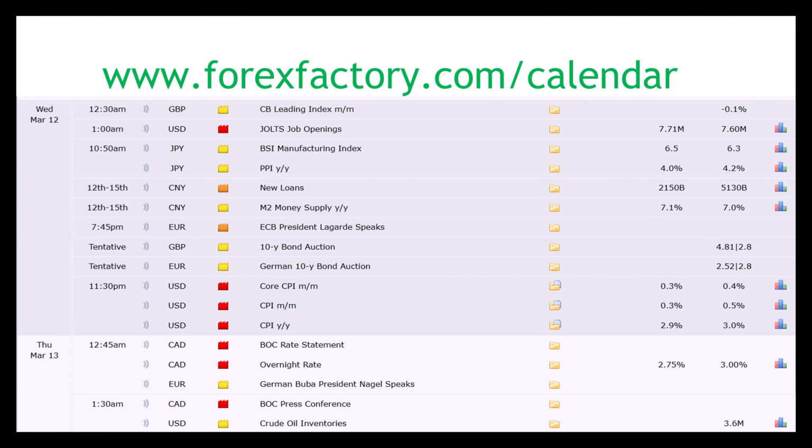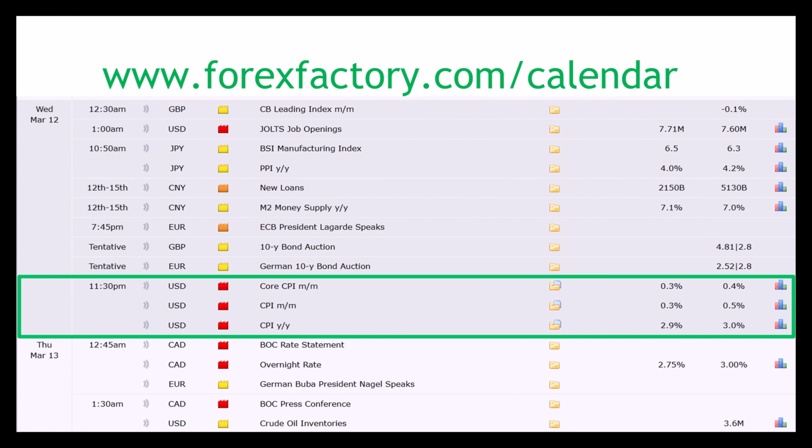Let's have a quick look at the economic calendar to see what's coming up this week. Obviously, Wednesday, the 12th of March, 11:30 p.m. Sydney time, we've got some big CPI numbers coming out for the US. So I'm sure with inflation still being a bit of a hot point in the markets at the moment, I'm sure people will be watching that with a lot of interest.